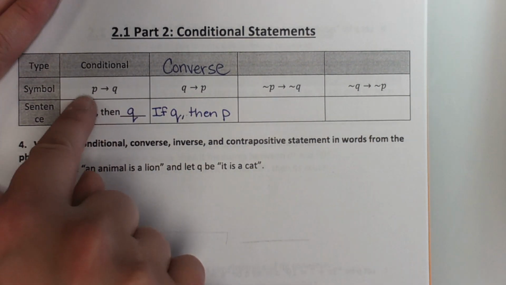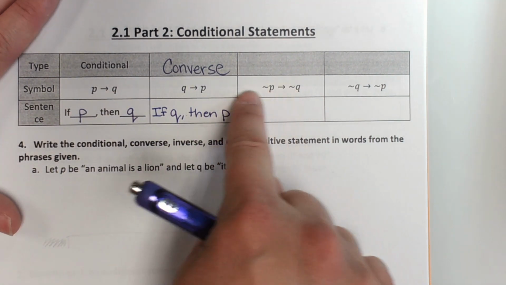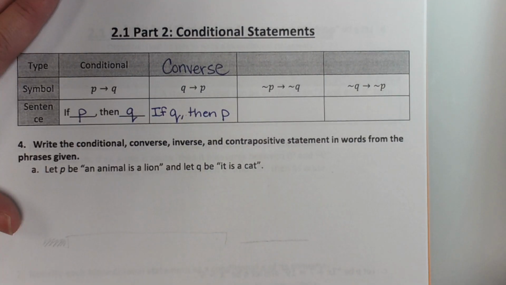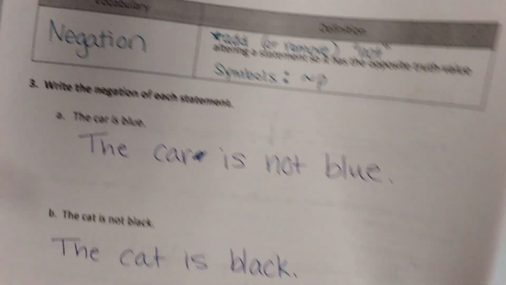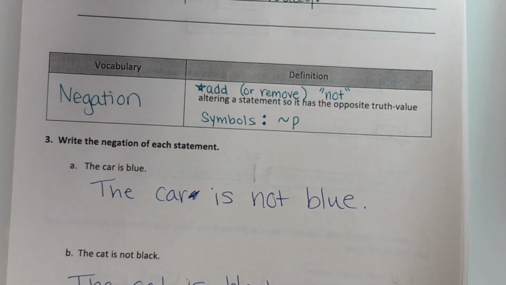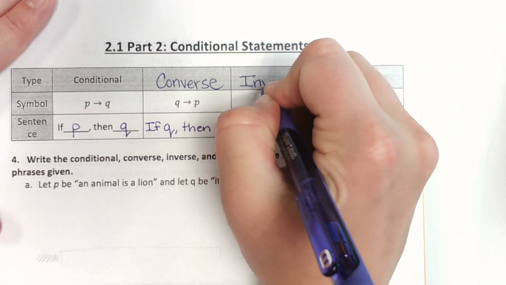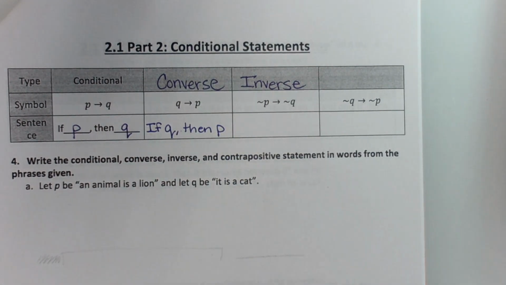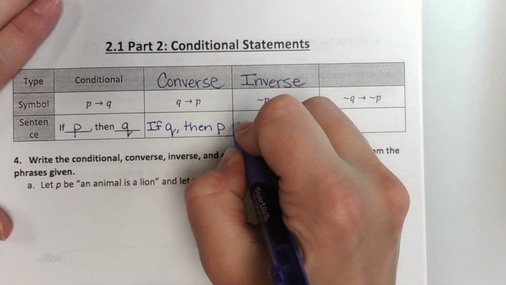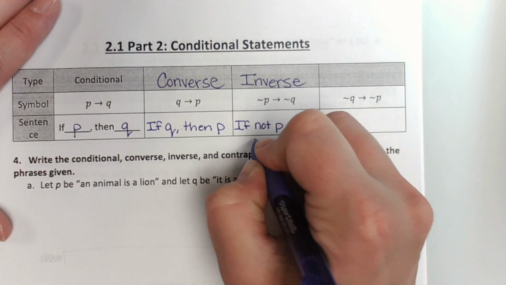There's also the possibility of taking the original conditional, if P, then Q, and this one adds the squiggles. Do you remember what the squiggles mean? Negation? Yep. Essentially, it means not. This is called the inverse, where you take the original conditional statement and you negate both the hypothesis and the conclusion. So if not P, then not Q.